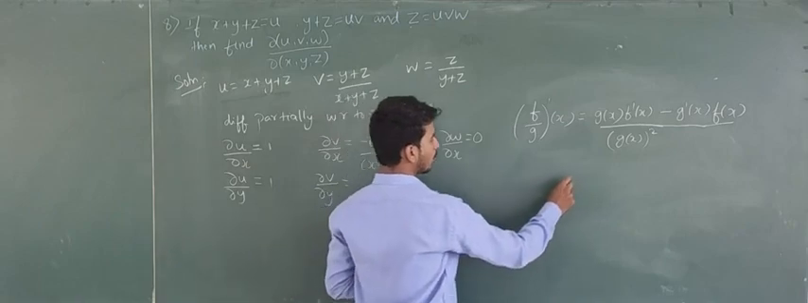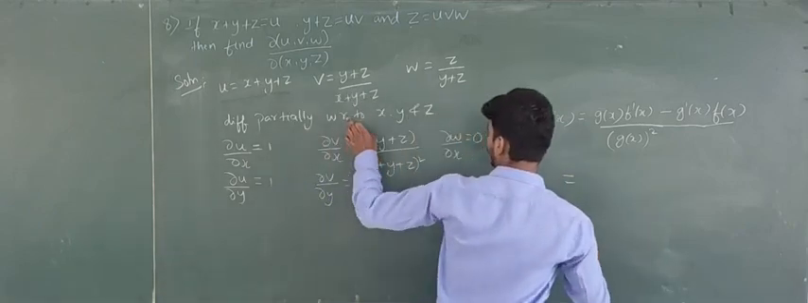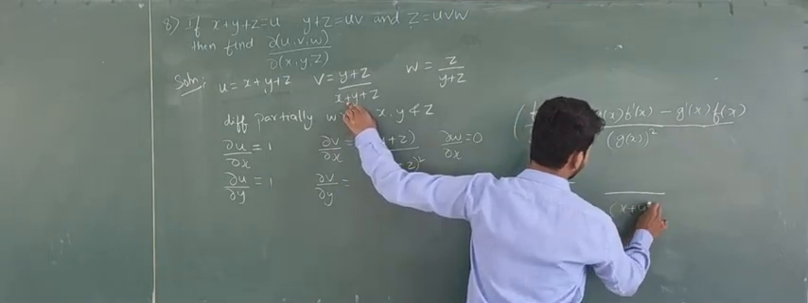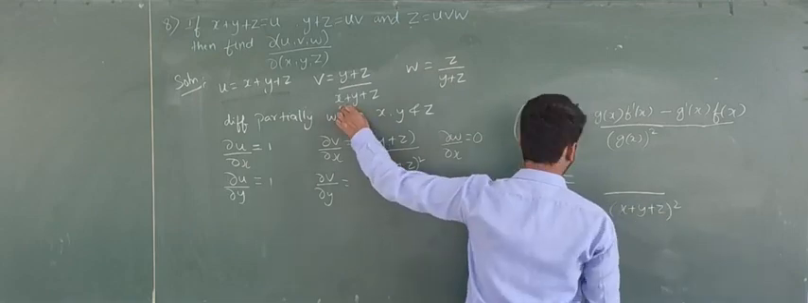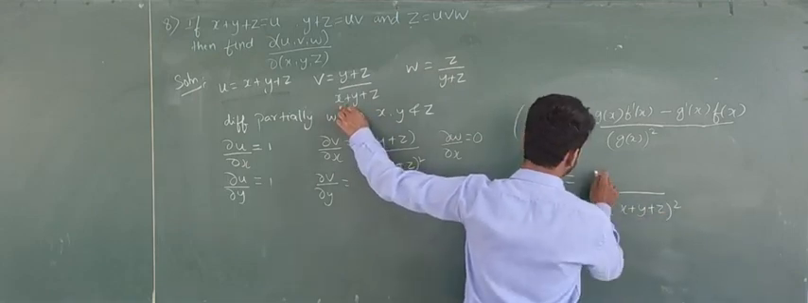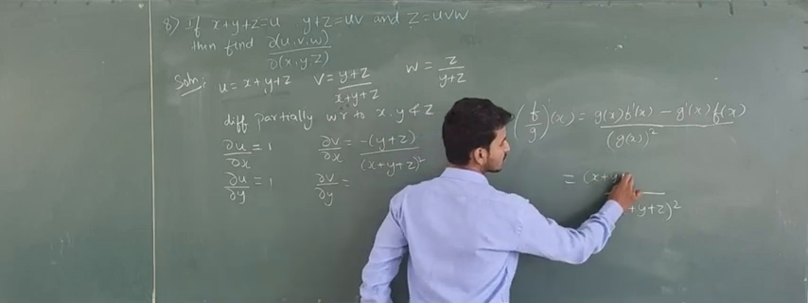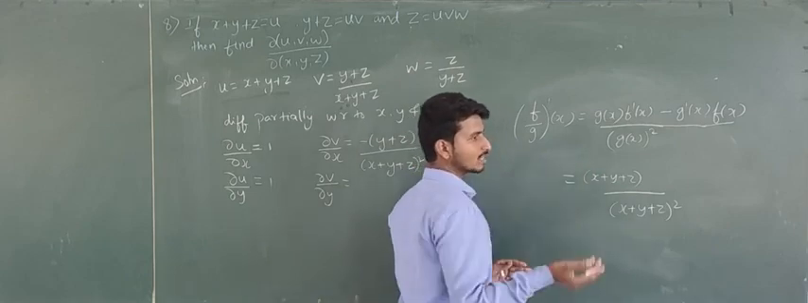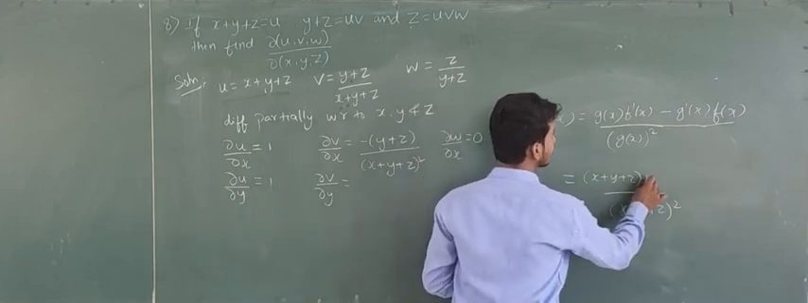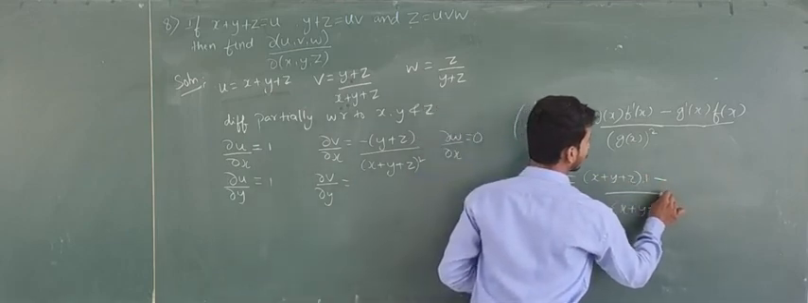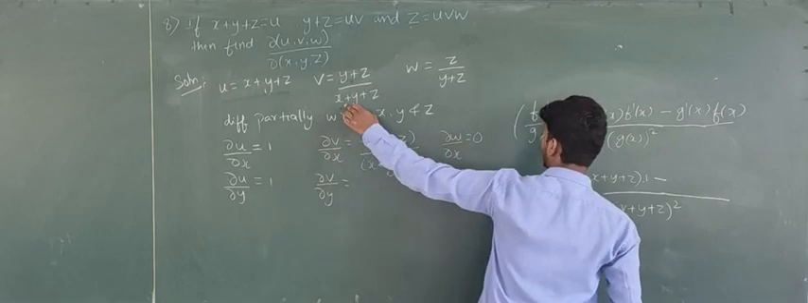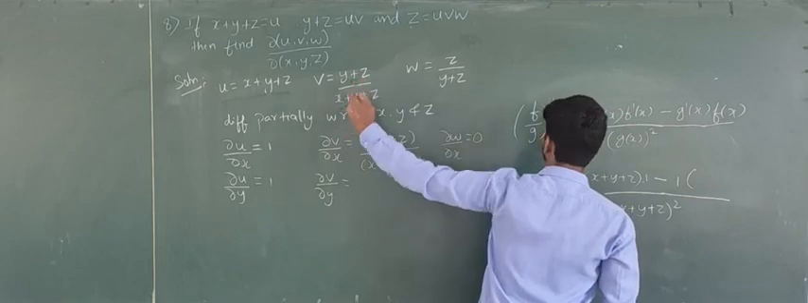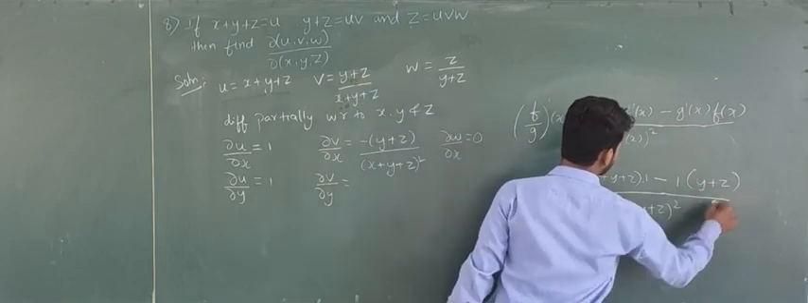We can write dou v by dou y as, the denominator, x plus y plus z whole square. Next the denominator as it is, that is x plus y plus z, into the derivative of the numerator y plus z with respect to y, which will be 1. Next minus of, now we differentiate the denominator with respect to y, which will be 1, and the numerator we keep as it is, that is y plus z.